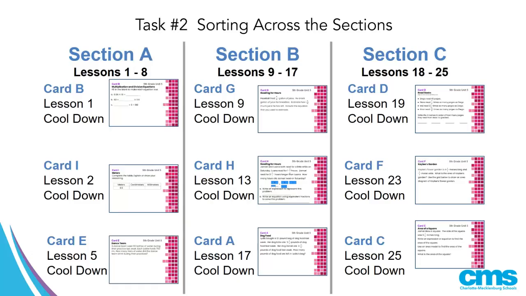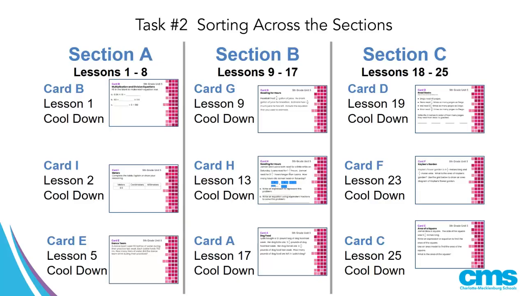Cards G, H, and A are cooldowns from Section B. Students add and subtract fractions and mixed numbers with unlike denominators. Students move from fractions to mixed numbers and from situations in which composing a whole is necessary when adding or decomposing a whole when subtracting.